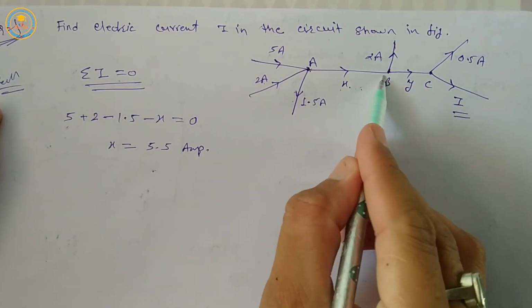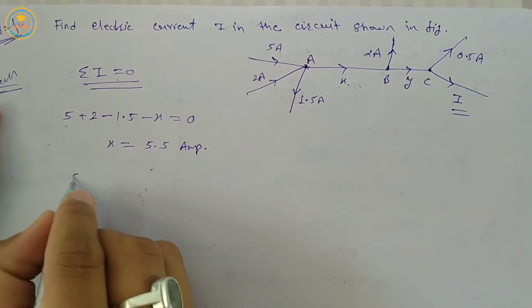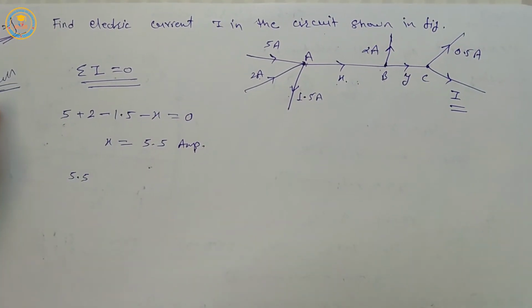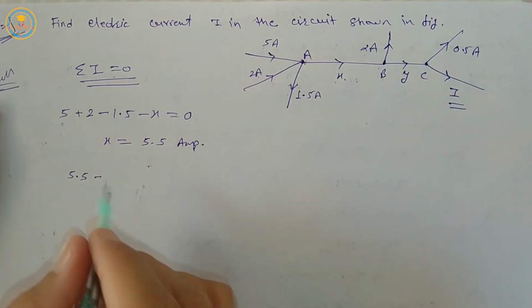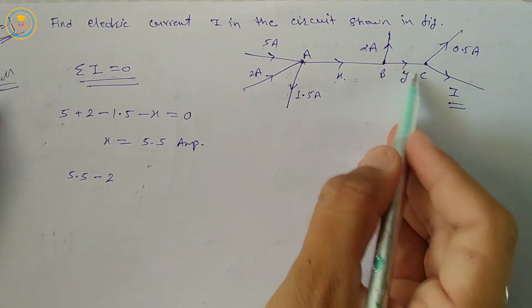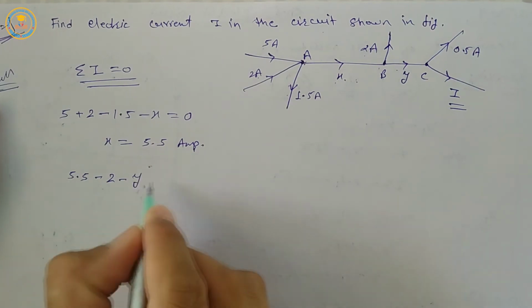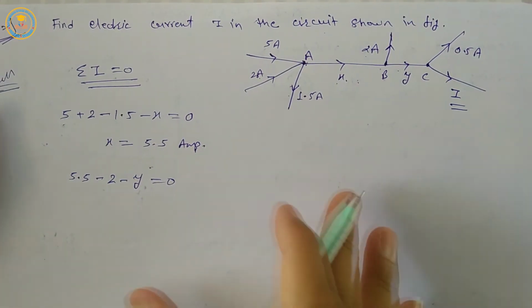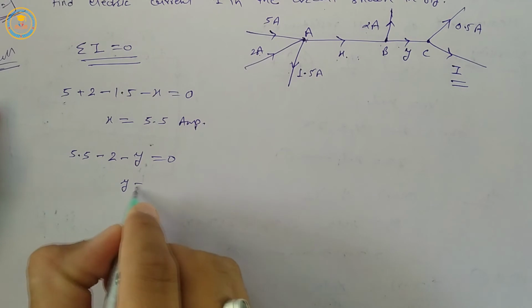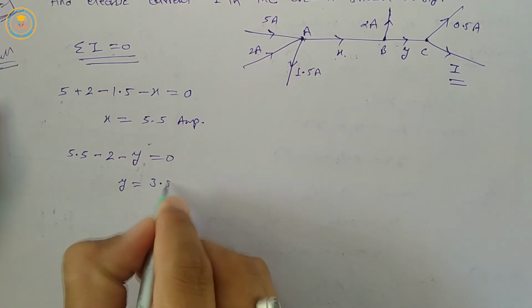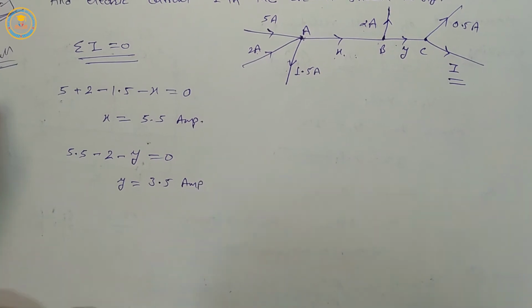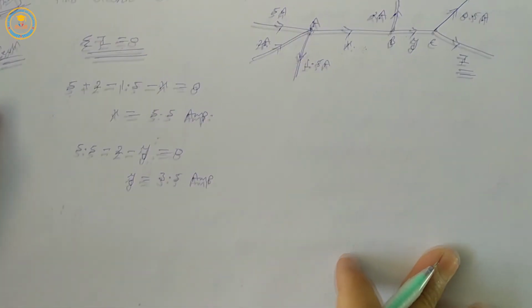Then at point B, 5.5 ampere in the inward direction, minus 2 as this is the outward direction, and this also outward direction, minus y is equal to 0. Then y is equal to 5.5 minus 2, which is equal to 3.5 ampere. So the value of y is 3.5.